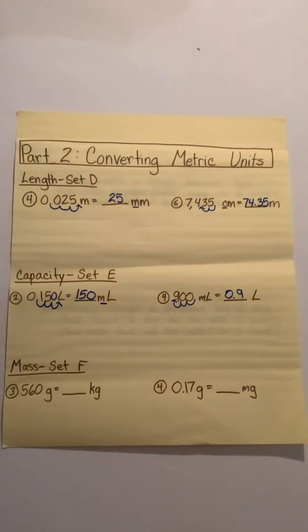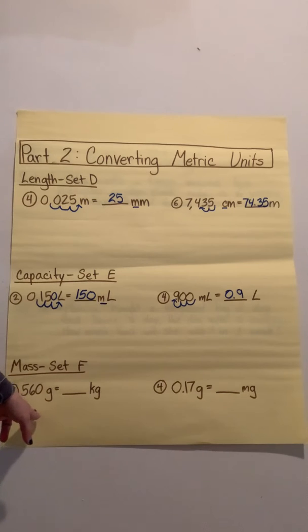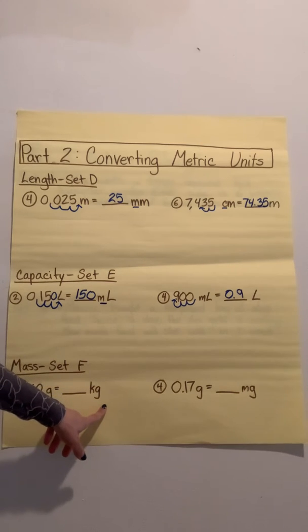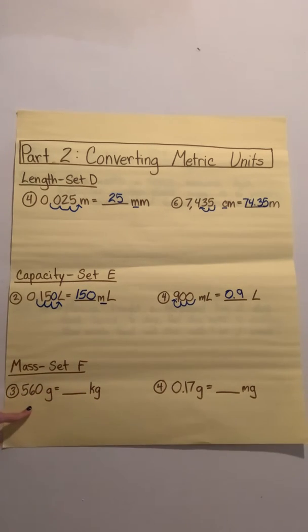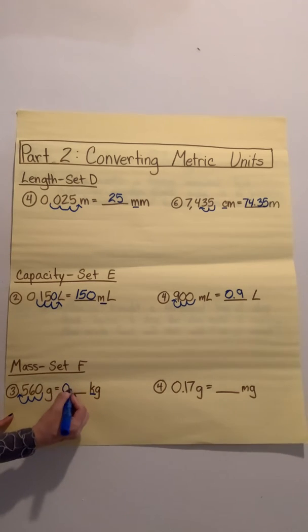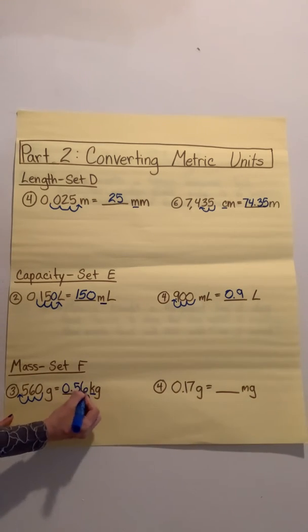I divide by 1,000, means moving it over 3 times, which means that's 0.9 liters. Okay, the final section of the metric system, set F, talks about mass, grams and milligrams and kilograms. Okay, grams are smaller than kilograms, which means I need to divide to get to the bigger unit. Okay. I know kilo also means 1,000, so I'm going to divide by 1,000. 1, 2, 3 places over to make it 3 places smaller. So my answer is going to be 0.56 kilograms.